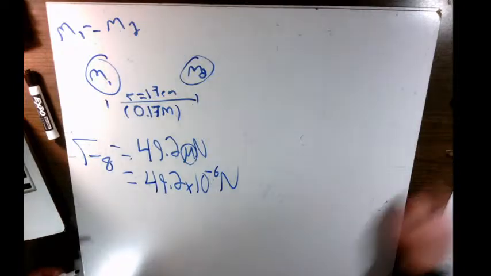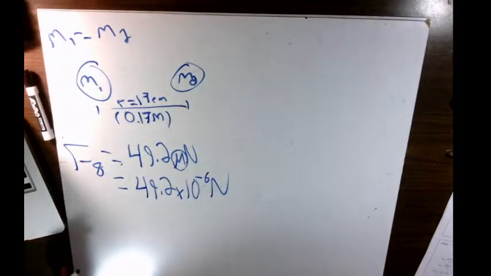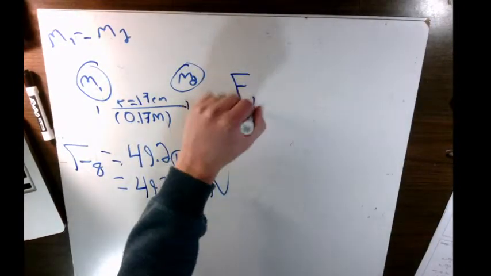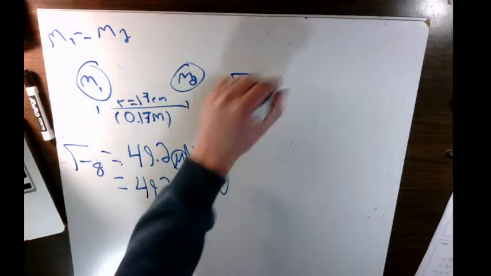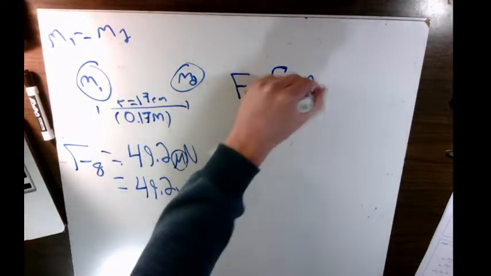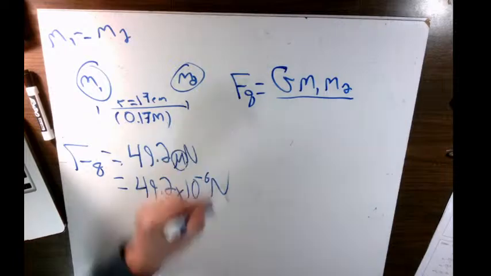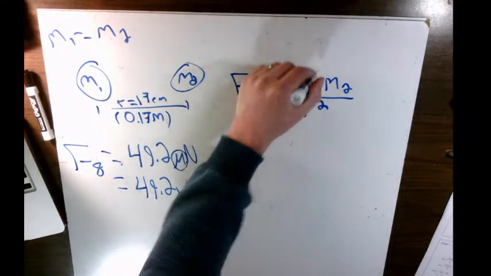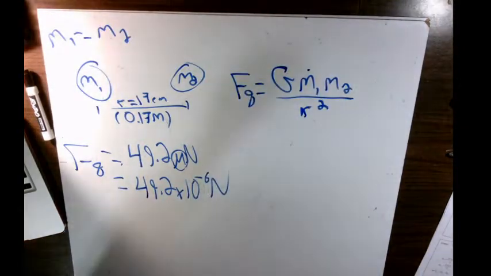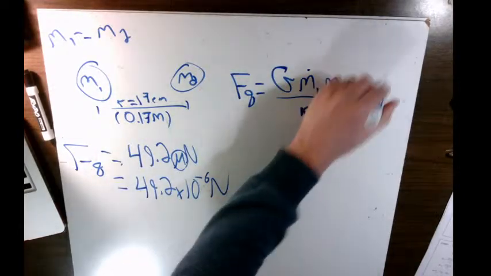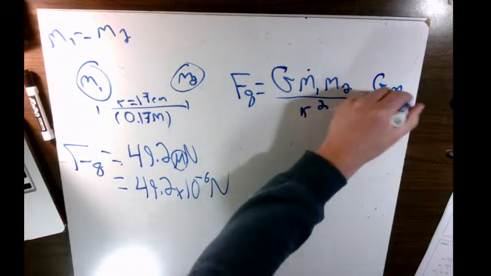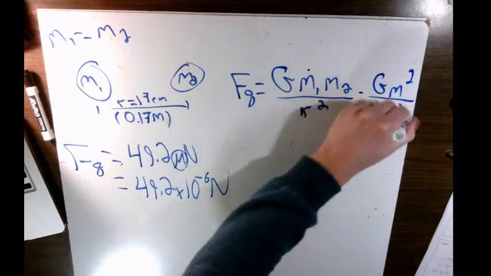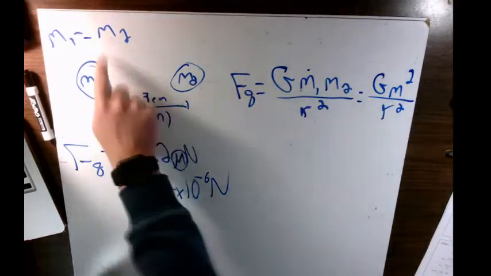All right, now we just need our standard equation for gravity. Force of gravity is Newton's gravitational constant, mass 1 times mass 2, all divided by their distance apart squared. So what are we looking for? We want to determine each mass, right? Since M1 and M2 are equal, we could really rewrite this as mass times mass, or mass squared, over radius squared, because M1 is equal to M2.